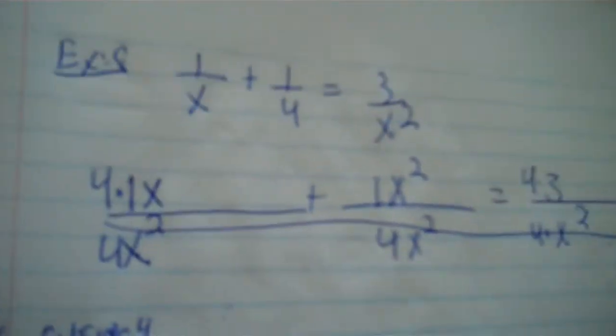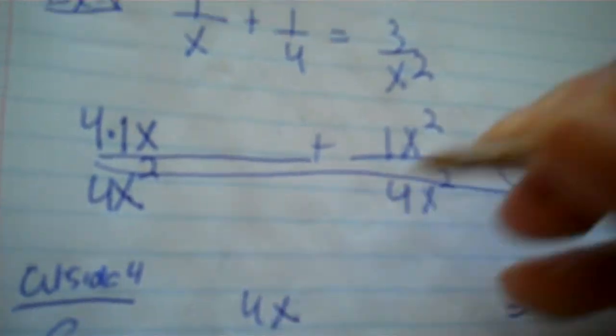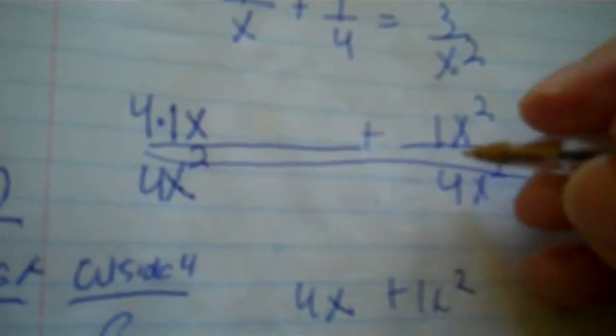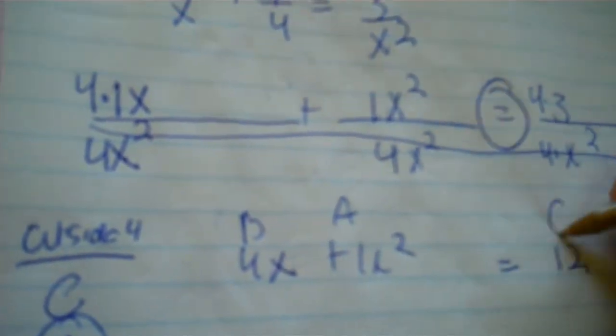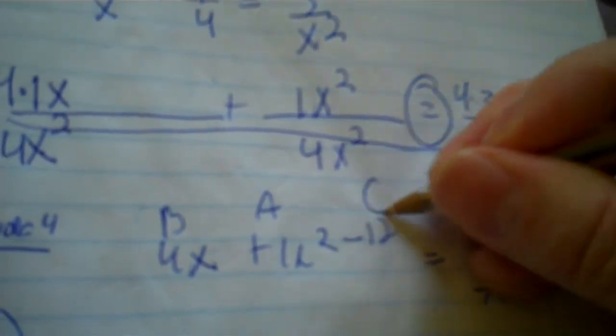Okay. And since that equals allows me to cross out, I don't need to rewrite it down there. So that's going to be 4x plus 1x to the second, 4 times 3 is 12. It's a quadratic because it's second power. So that's a B, that's an A, that's a C. Get everything to one side. Just put it behind it.